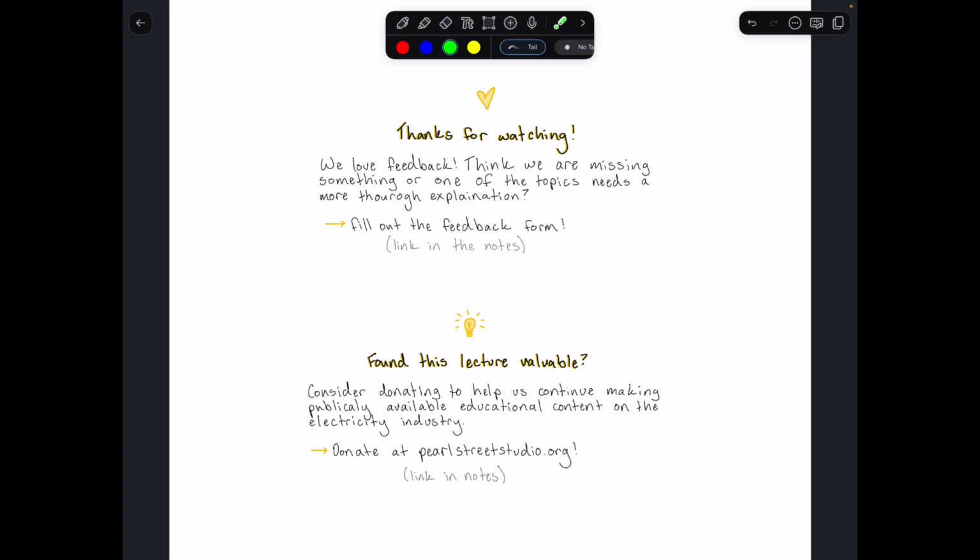All right, this was our final lecture of our first unit, Generation Storage, which is part of our broader course, Introduction to the Electricity Industry. We hope you enjoyed this unit, and again, please give us feedback if you have any thoughts and opinions, and we will see you in Unit 2, Electric Grid Planning and Management.